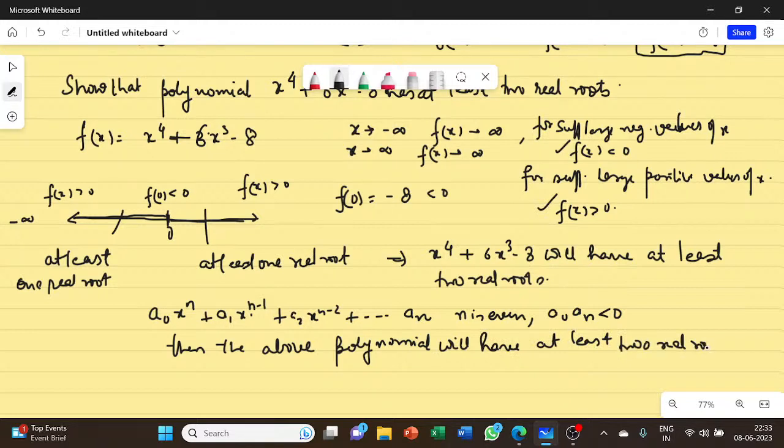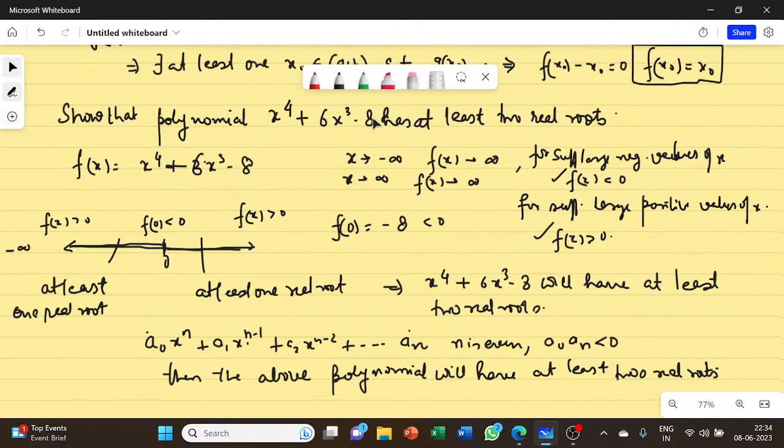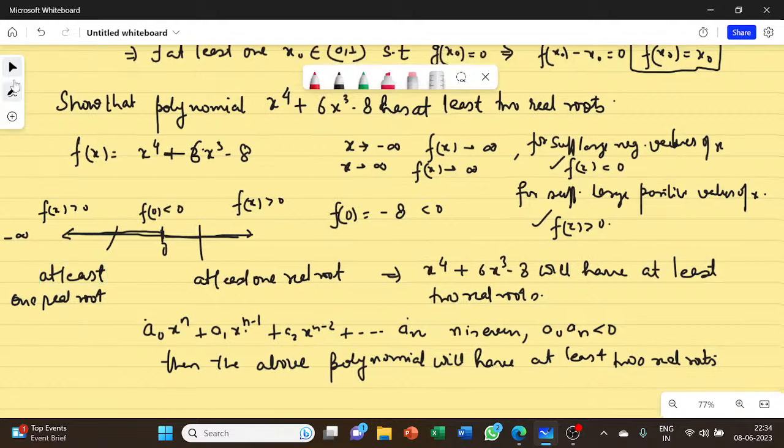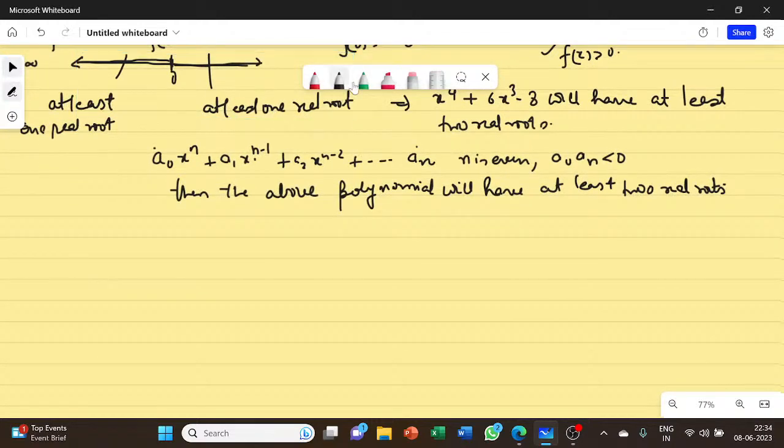There are two conditions that you should remember. First, that here n is even, and secondly, the product of a0 and an must be negative. So here you can see the product of a0 was 1 and an is minus 8 here. So the product is negative, then it will always have at least 2 real roots. Okay, you want to prove it, you can prove it also.